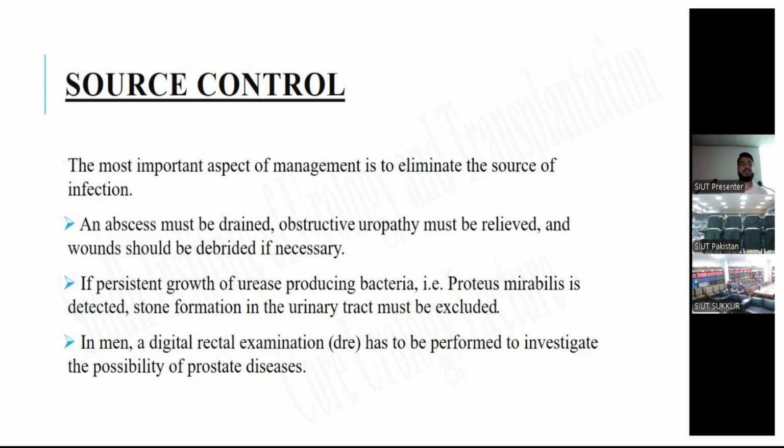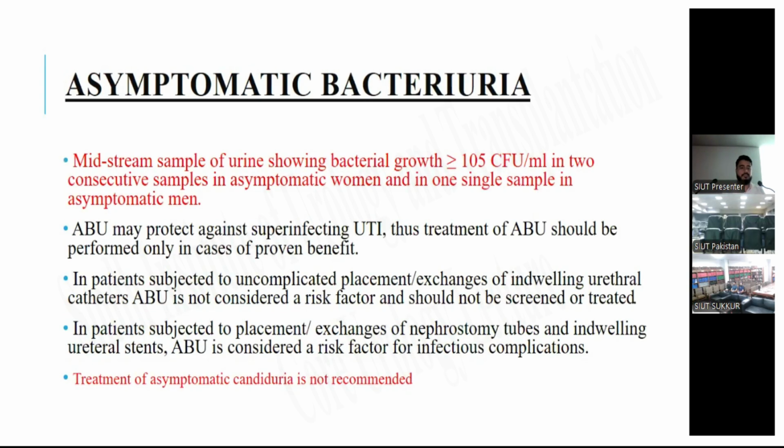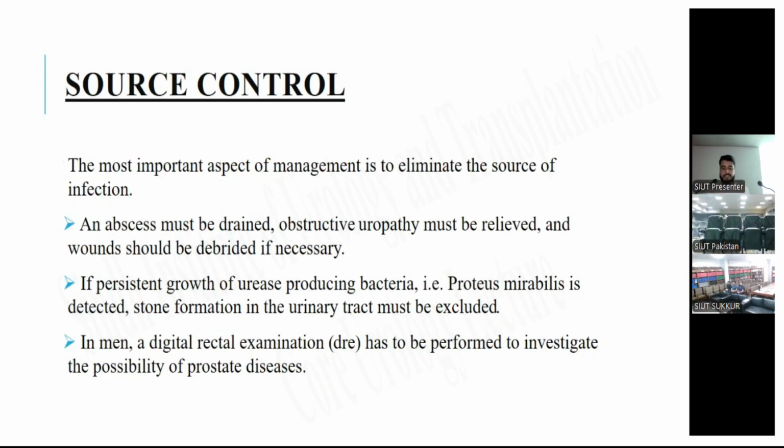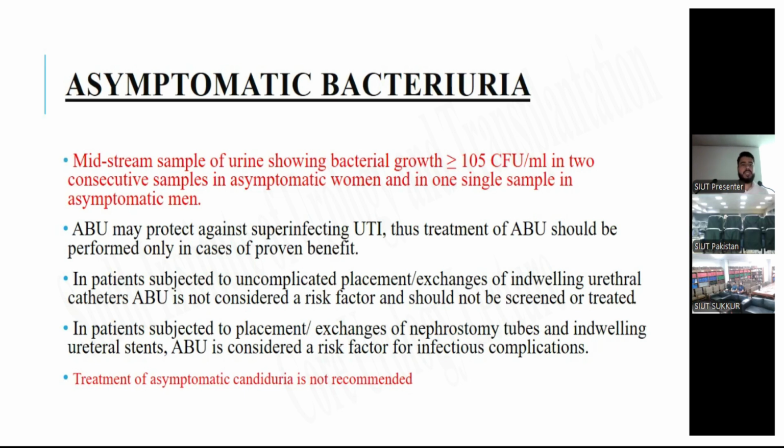So, define asymptomatic bacteriuria. How much bacteria quantity should there be? Is there any difference in male and female? Yes. A midstream sample of urine showing bacterial growth of more than 100,000 colony forming units per ml in 2 consecutive samples in asymptomatic women and in 1 single sample in asymptomatic men.